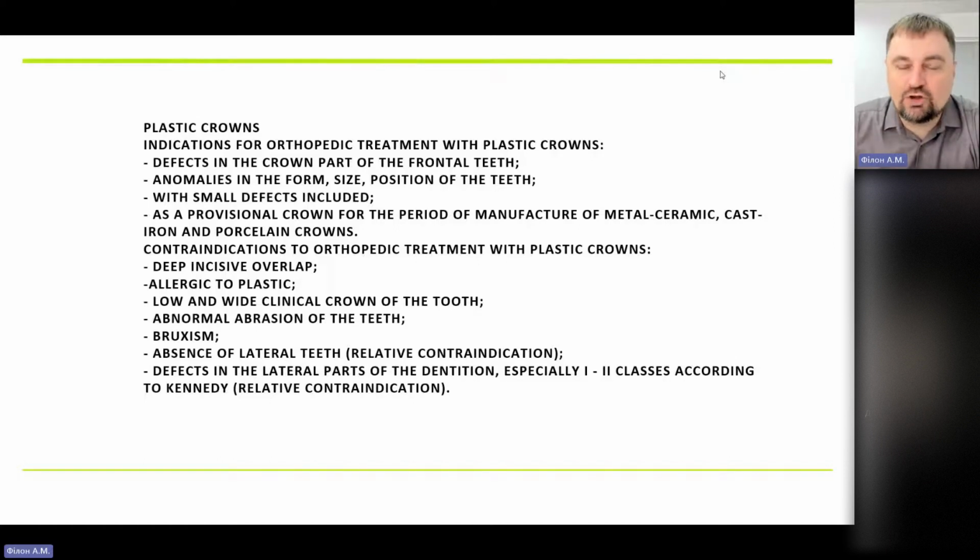Usually that condition happens because of problems with the nervous system, stress also, and when patients are tired, and with other diseases of the nervous system, and defects in the lateral parts of the dentition, especially first and second classes, according to Kennedy.